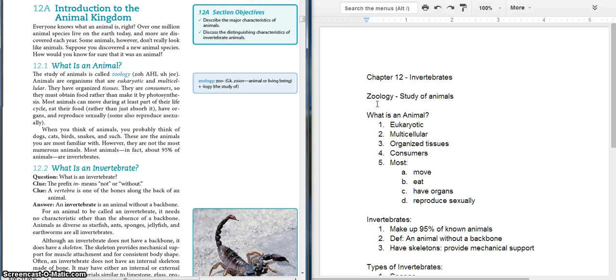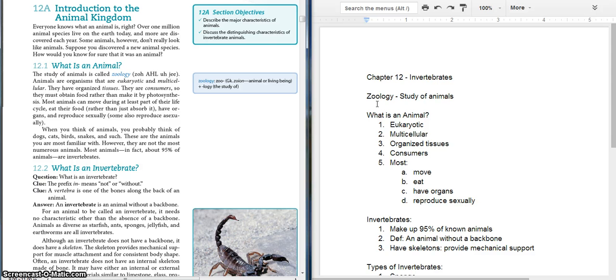Well, what is an animal? Just what is an animal? You're going to need to know what an animal is. It is eukaryotic. That means that it has membrane-bound organelles, the cells that make up these little critters. No matter what they are, they have membrane-bound organelles.